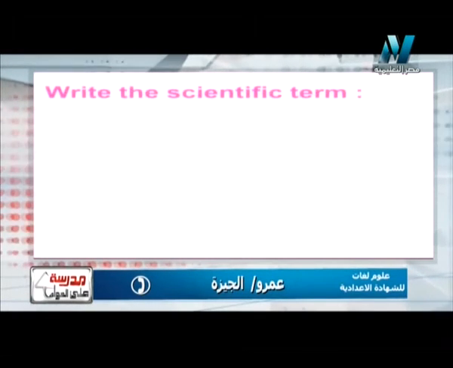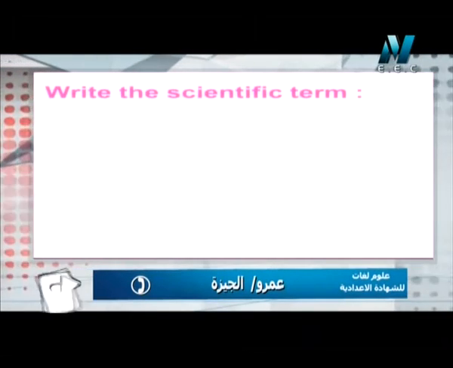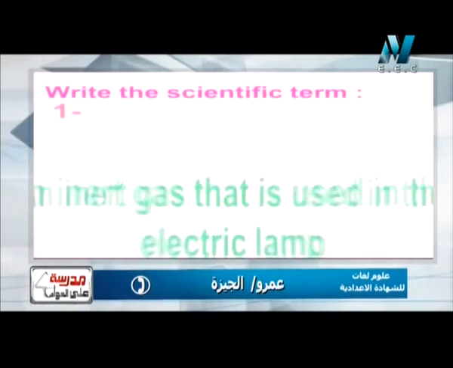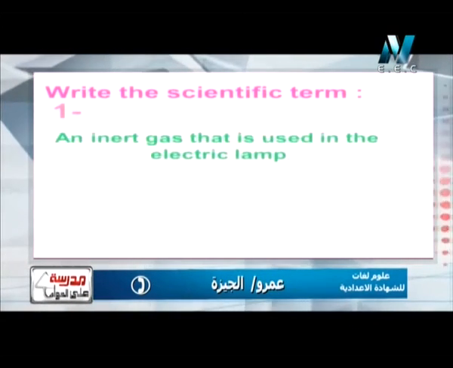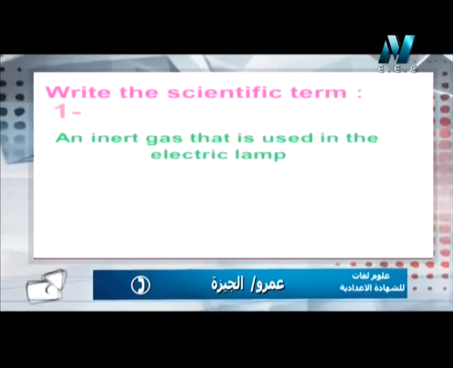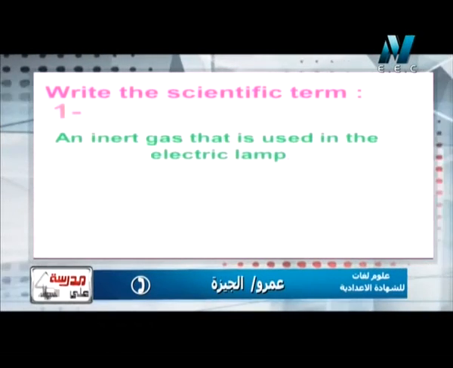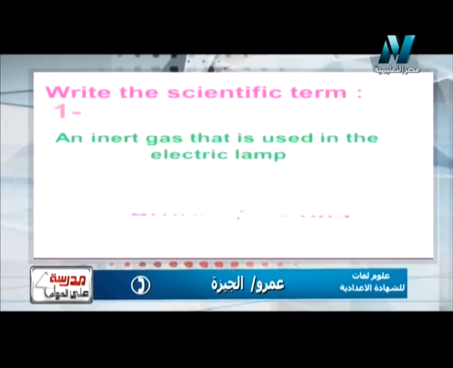Write the scientific term. Number one: an inert gas that is used in the electric lamp. Argon. Very good, Amr. Excellent.